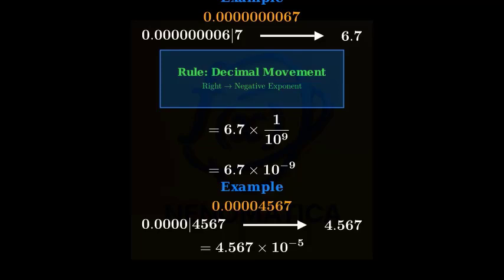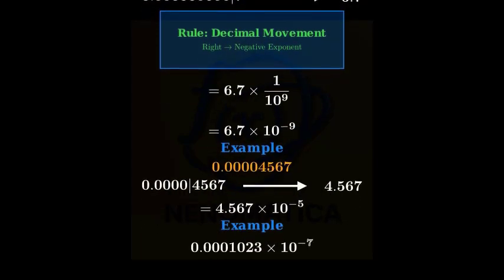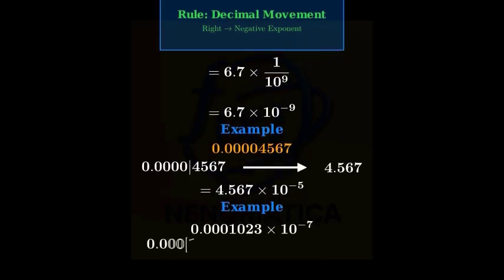For our third example, we have 0.0001023 times 10 to the power of -7. This is a special case because the number is already partially in scientific notation form with the power of 10. We need to convert the first part, 0.0001023, to scientific notation, and then combine the exponents.